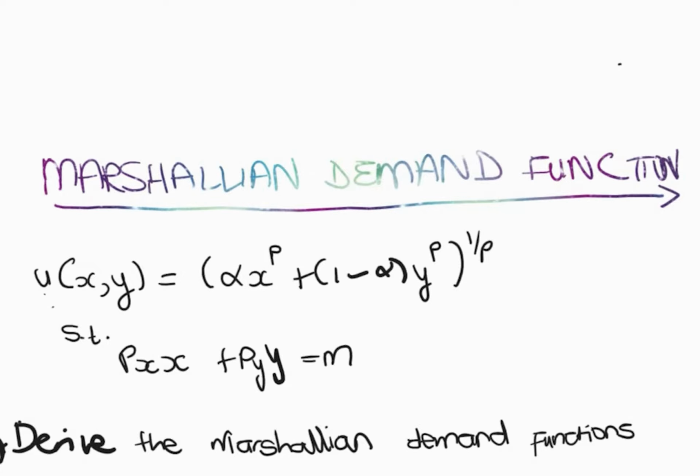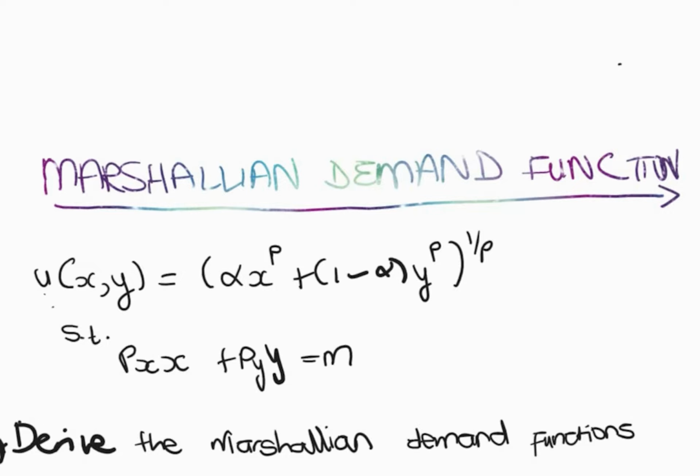So I thought I'd start with microeconomics, specifically looking at the Marshallian demand function. I've already put up the utility function and the budget constraint. And basically what we'll be doing today is to derive the Marshallian demand functions for both good X and good Y.